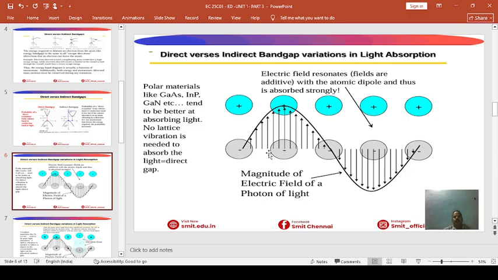From the diagram we can see the magnitude of the electric field of a photon of light. For polar materials like gallium arsenide, indium phosphide, as well as gallium nitride, this tends to be better at absorbing light. So the electric field resonates with the atomic dipole and it is absorbed very strongly.